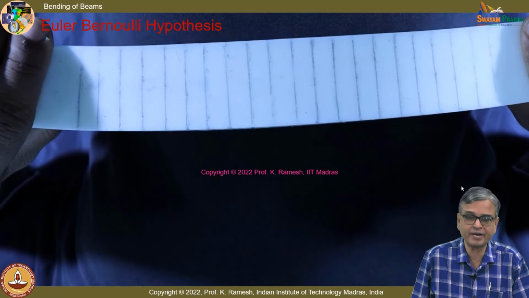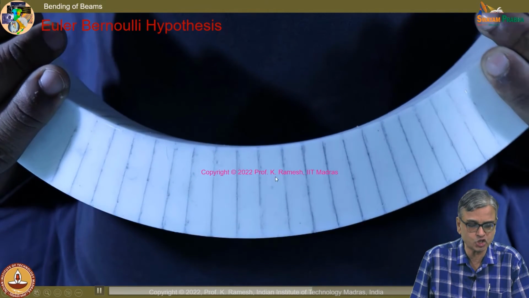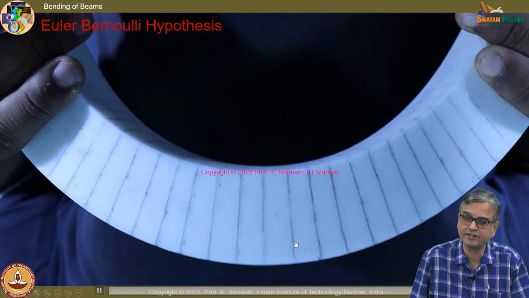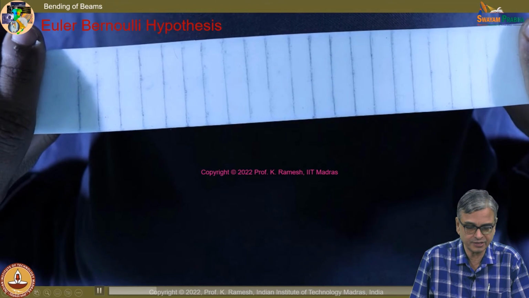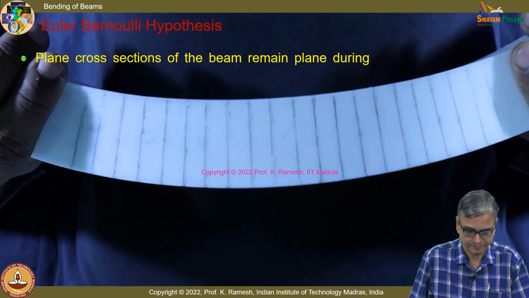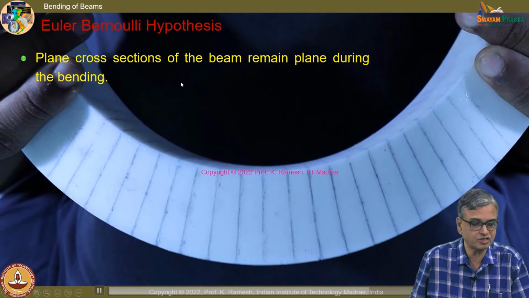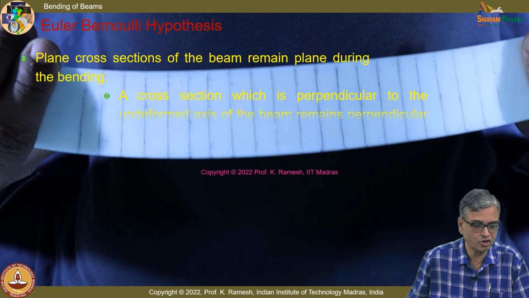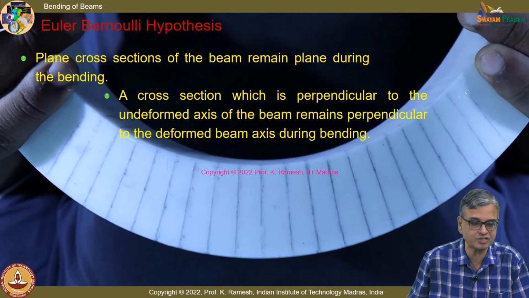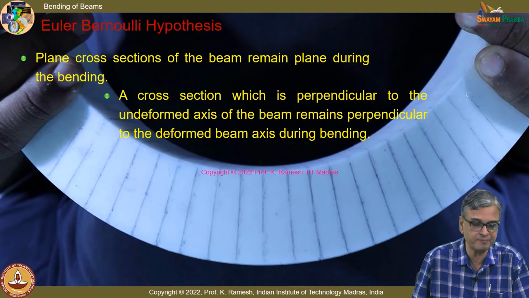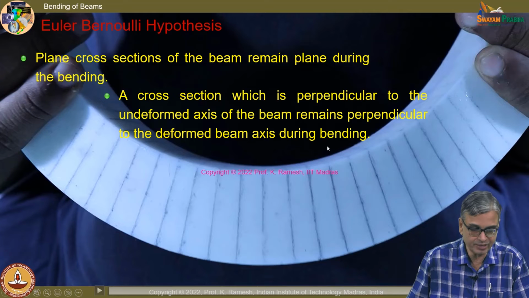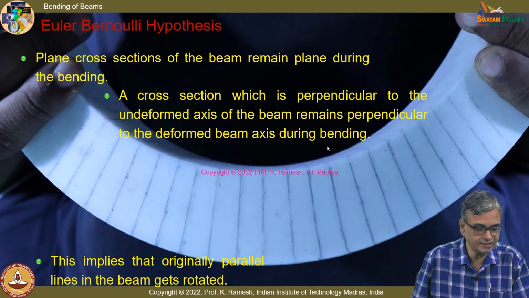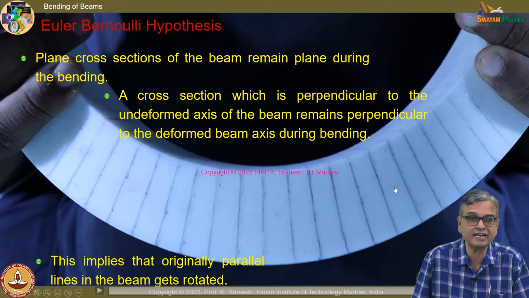Then we moved on to bending of beams, where we have looked at a very soft beam, and we could understand that straight lines get rotated, and we have understood the plane cross sections of the beam remain plane during bending. That is what you see here, there is no warping. And you have cross section which is perpendicular to the undeformed axis of the beam remains perpendicular to the deformed beam during bending. That is very important. Okay. This implies that originally parallel lines in the beam get rotated. It is very clearly seen in this experimental demonstration.